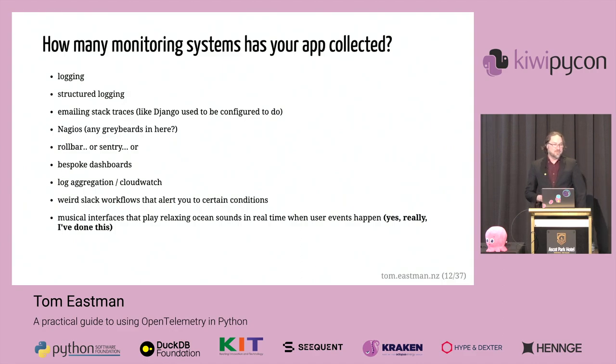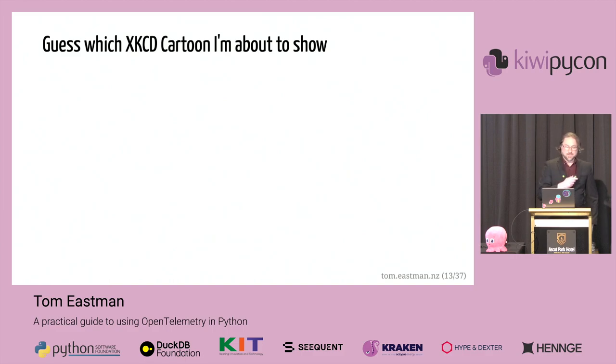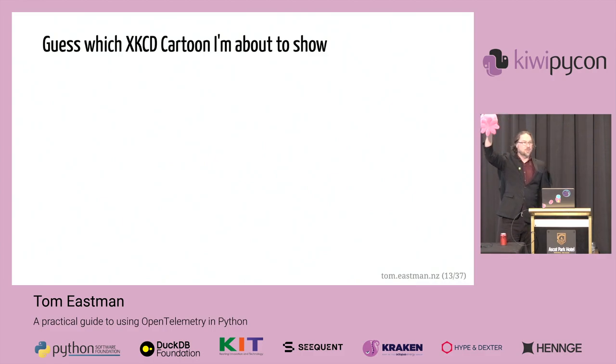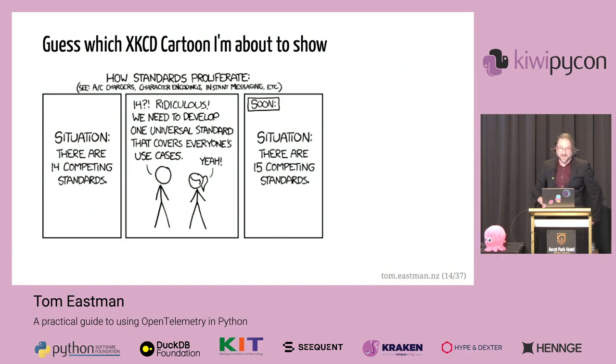So this is a talk about OpenTelemetry, and you can probably see where I'm going with this. Guess which XKCD cartoon I'm about to show. If you can tell me the number of that XKCD cartoon, you get an octopus. Who knows which number of which comic I'm about to show you? No, it's not 476. No, you're close. Yeah, it's the standards one, but what number is it? 9.37. He's really close. 9.27, well done. Was that you, Hugh? Yeah. Cool, you got an octopus.